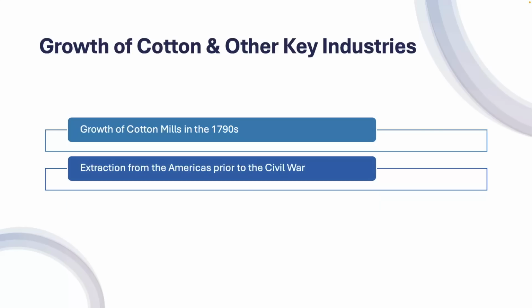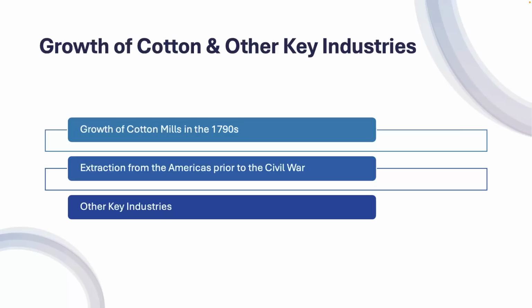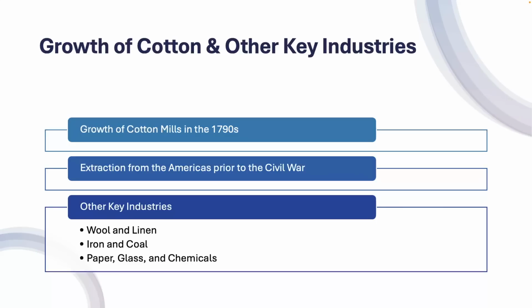The result of these technological innovations then was that Britain was able to produce vast amounts of cheap cotton, which were then exported worldwide, and particularly to European and American markets. The largest cotton industry in the world by the early 19th century was in fact the British cotton industry. Other key industries then included things like wool and linen.